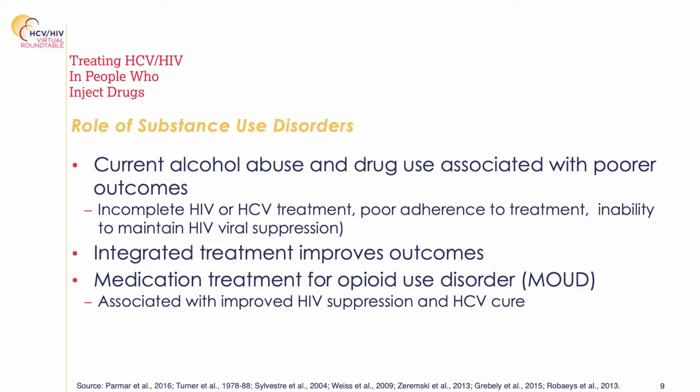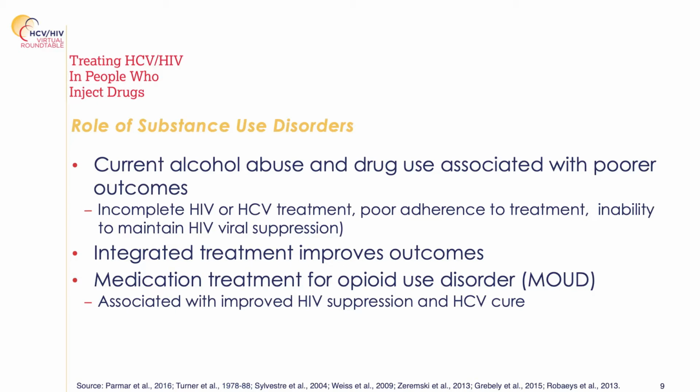What is the role of substance use disorders in the treatment of HIV and HCV? Well, we know that current alcohol abuse and drug use are associated with poorer outcomes and incomplete HIV or HCV treatment. That ongoing drug and alcohol use is associated with poor adherence to ART and inability to maintain HIV viral suppression. So integrated treatment, treating both the infectious disease and the substance use disorder at the same time, is really the optimal treatment to improve outcomes. Medication treatments for opioid use disorders, which we'll explain later on in the presentation, is really the best studied intervention and has been shown to be associated with both improved HIV suppression and with HCV cure.